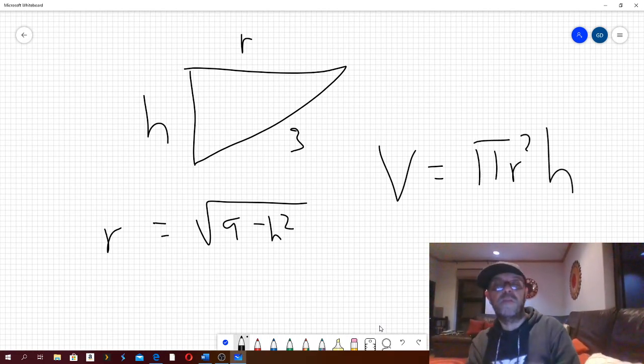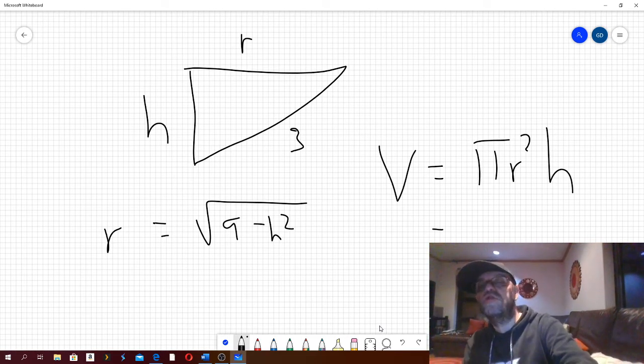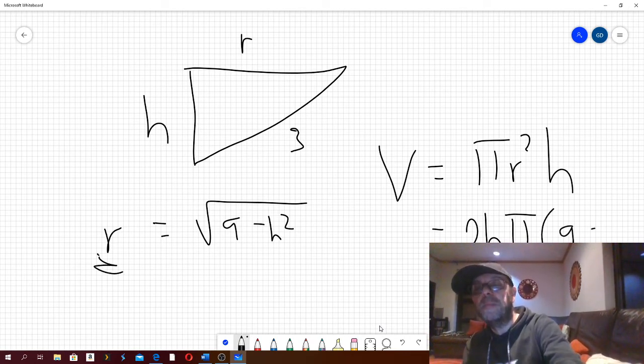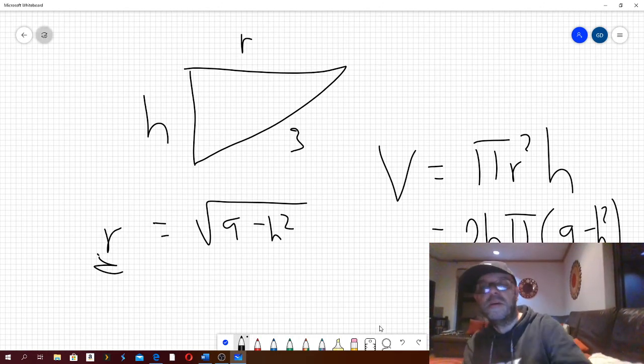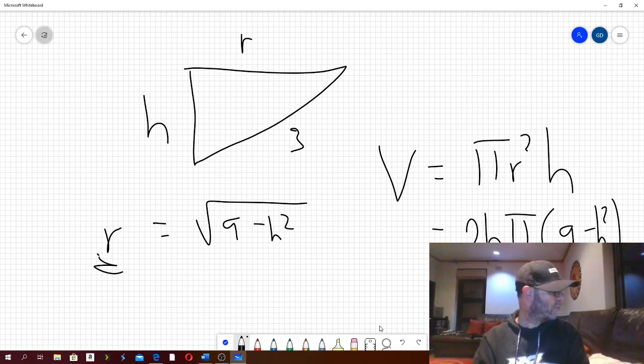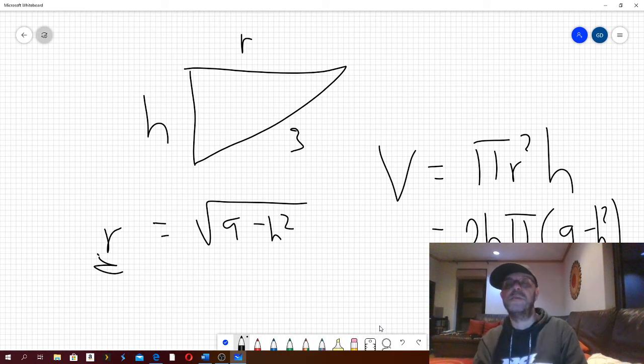But in this cylinder that we have, the h is 2h. And we've still got pi and the r squared. Well, if I take this r here and I square it, I'll just get 9 minus h squared. Okay, and if I look at how that looks now, that looks exactly the same as the formula that they gave us. And now we found the volume.